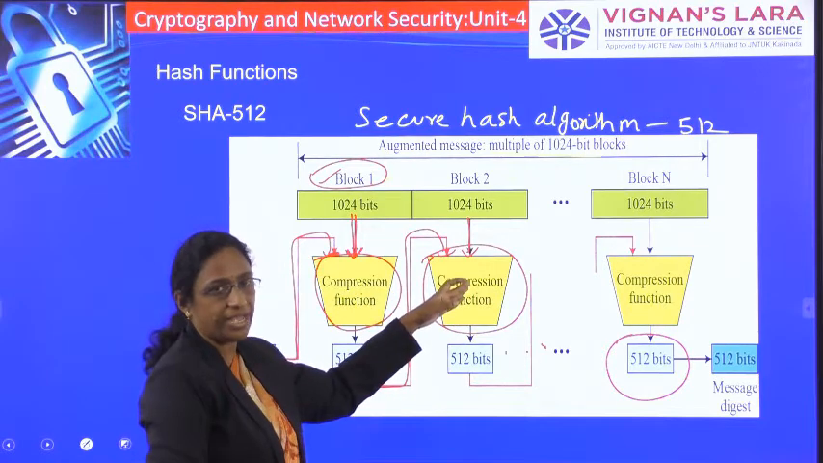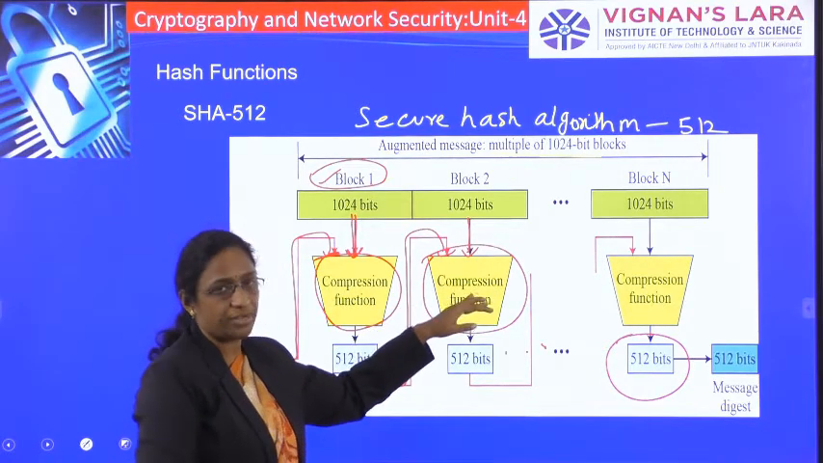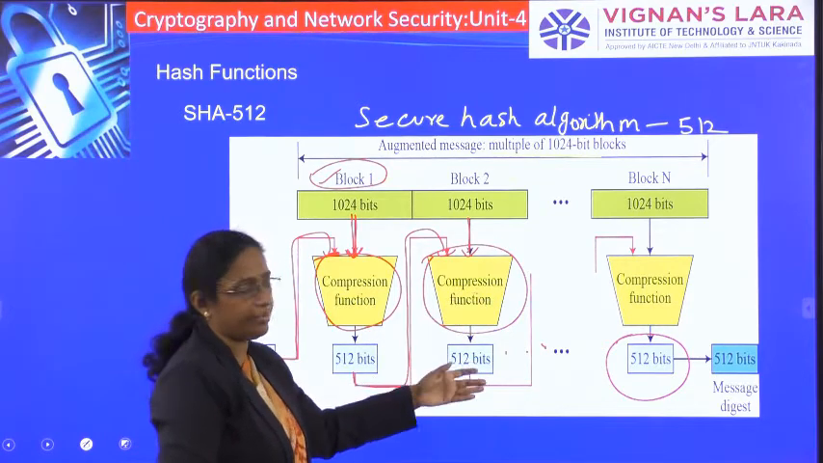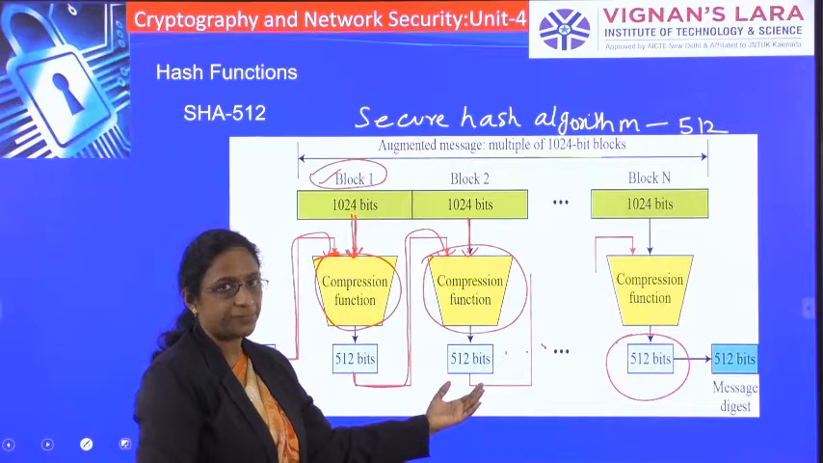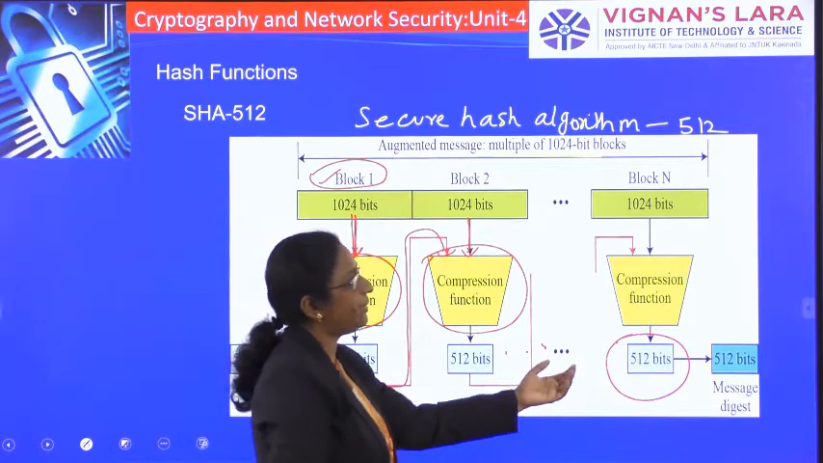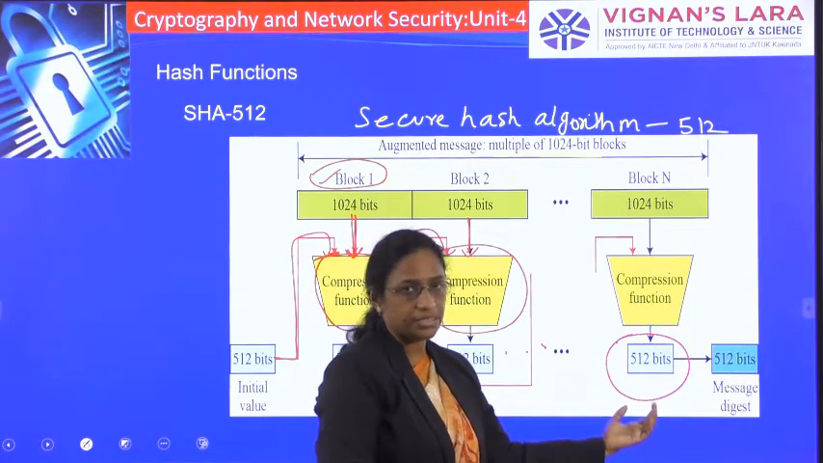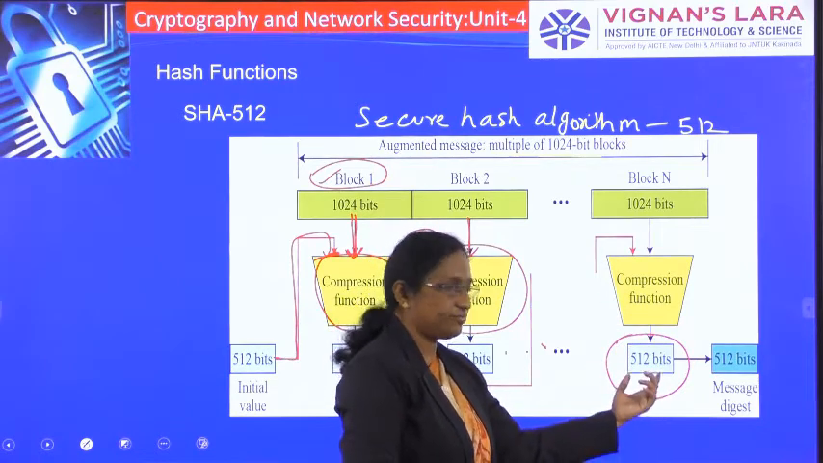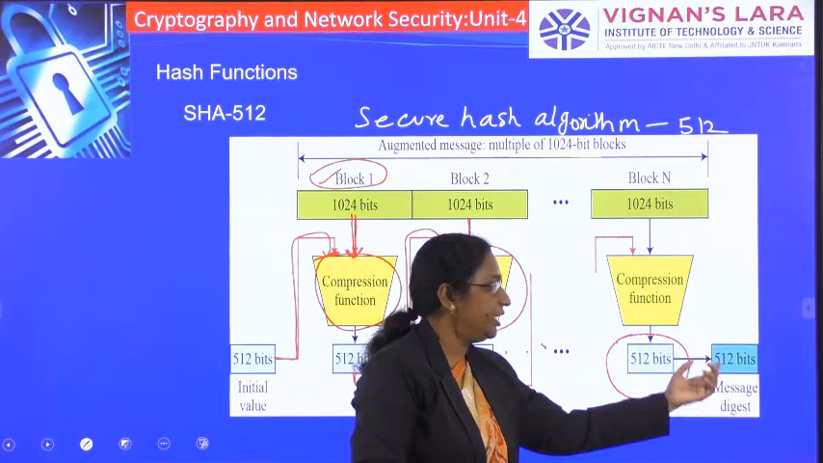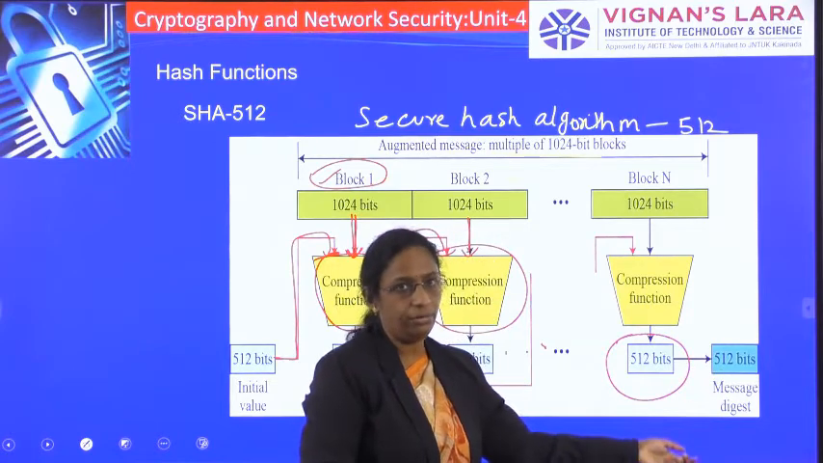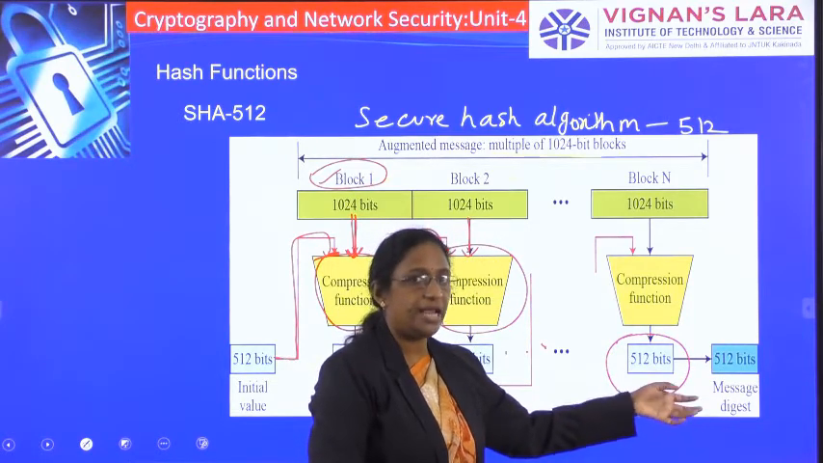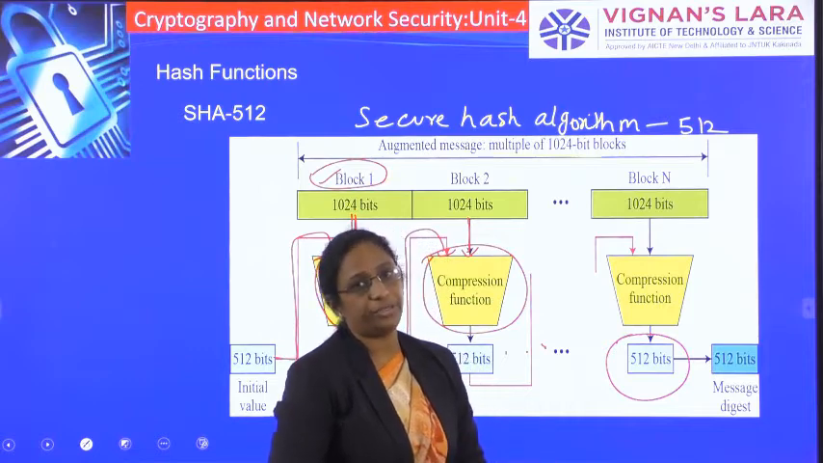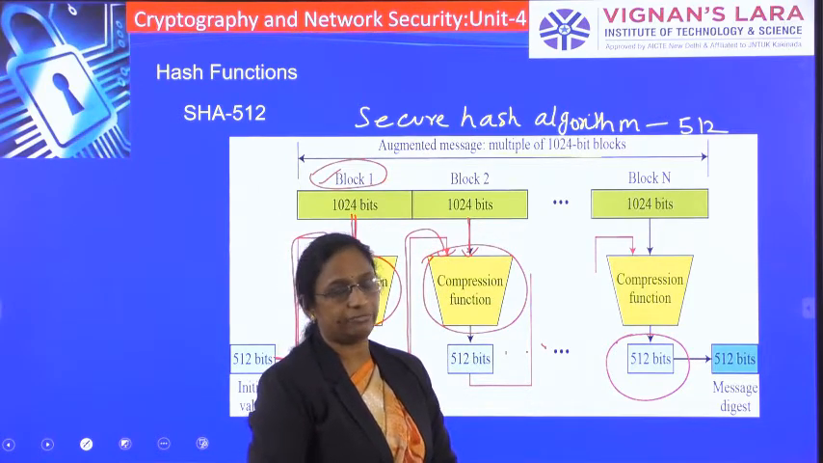Again the second block will go through the compression function along with the previous hash value, where in the compression function 80 rounds will be processed, and the output will be your 512 bits. This process will be repeated for all the n blocks, and the output of the final nth block is your 512 bits, which will be your final message digest value, or you can say your final hash code value, which you will be using for checking the integrity of the message.